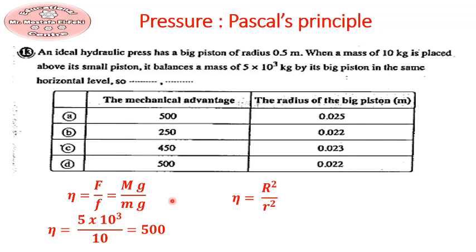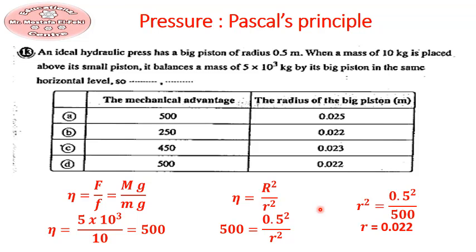The mechanical advantage equals radius square capital divided by radius square small, so by taking the square root, the radius small equals 0.022. Then the correct answer is letter D.